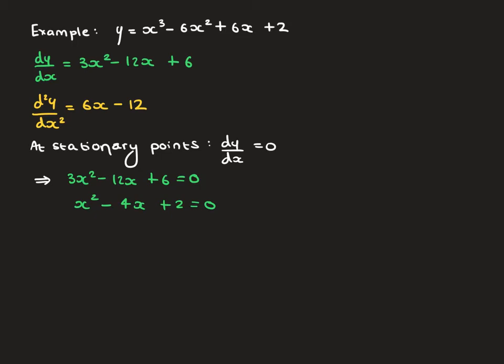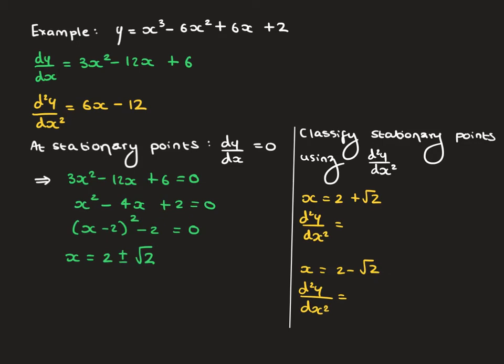So if I complete the square, x minus 2 all squared minus 2 equals 0. So I will get x equals 2 plus or minus root 2. So I have stationary points at x equals 2 plus root 2 and x equals 2 minus root 2. So we're now going to use the second derivative to classify these stationary points. I'll substitute each of these into the second derivative and find out what type of stationary points we have, if we can. So what do we find out?